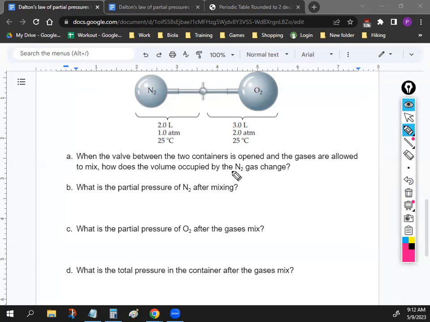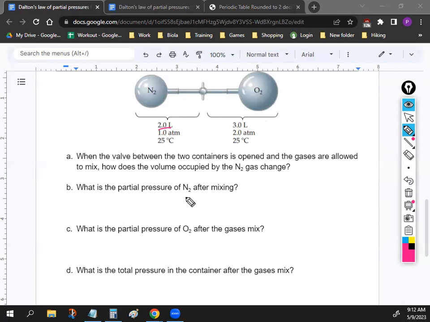How did the volume taken up by nitrogen change? Let's look at this contraption again. How much volume did nitrogen start with? What was the volume of nitrogen in the beginning? 2. It's right here, 2 liters. So it starts at 2. But if it opens and the nitrogen is allowed to spread out, what's the new volume?